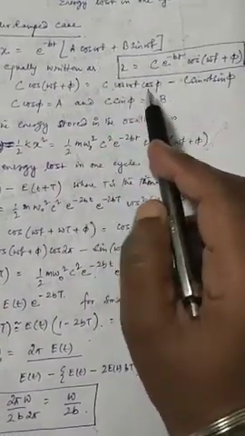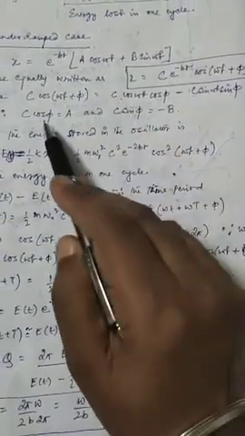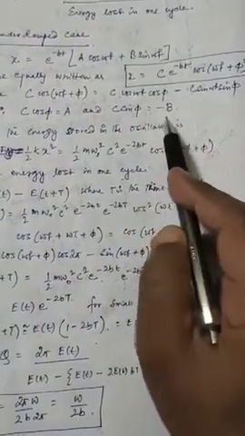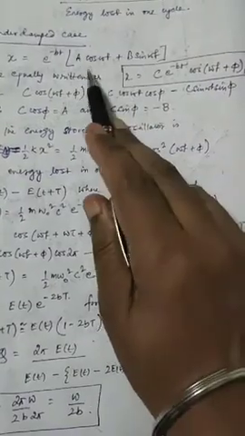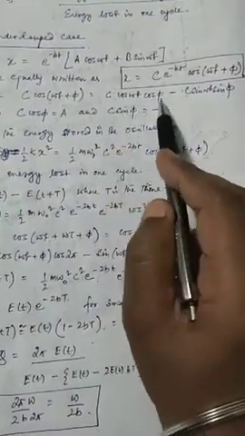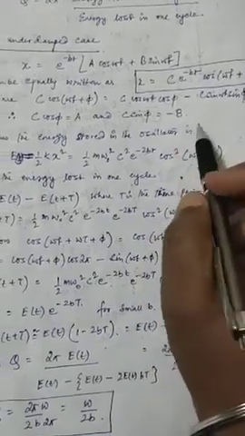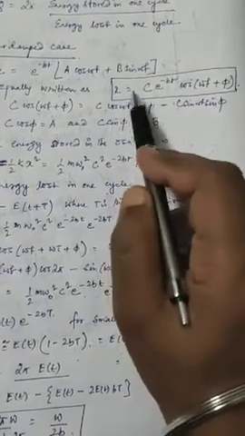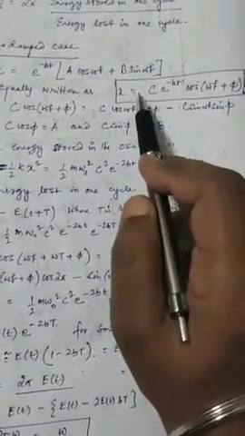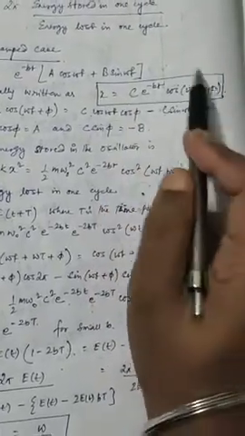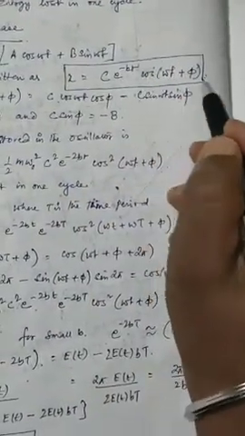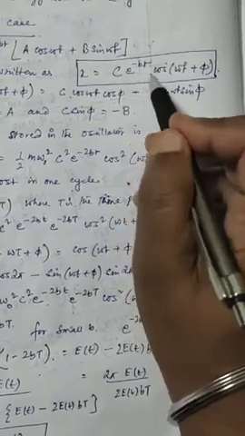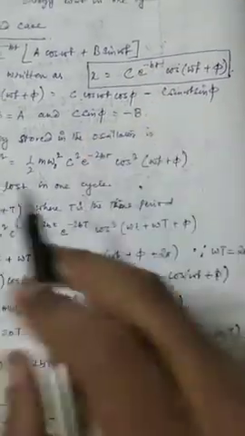So you can see this: c cos phi can be written as a, and c sin phi can be written as minus b. So I can write a and b in terms of a single constant c and another constant phi. So the displacement of a damped harmonic oscillator can be written as this. Remember, cos is the oscillatory part, and e to the power of minus bt is the exponentially decaying part of that amplitude.